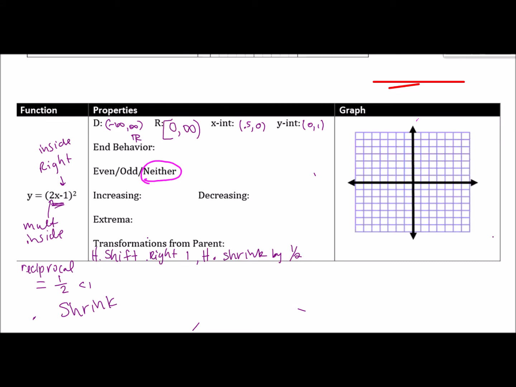Let me try and redraw. Hold on. Okay, still not perfect, but whatever.